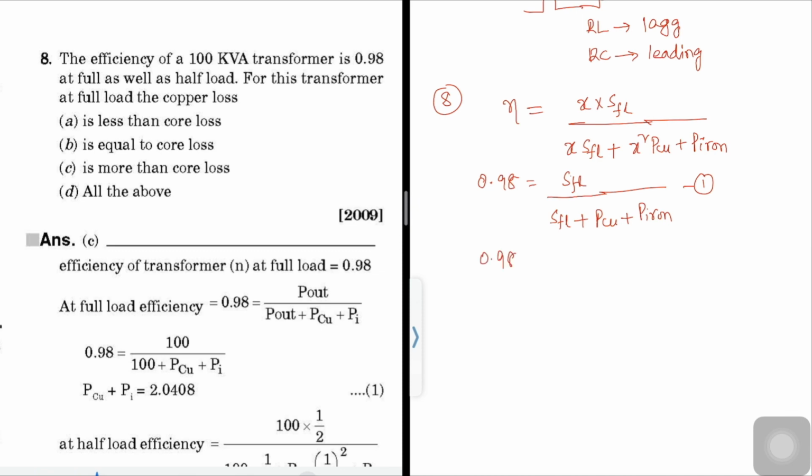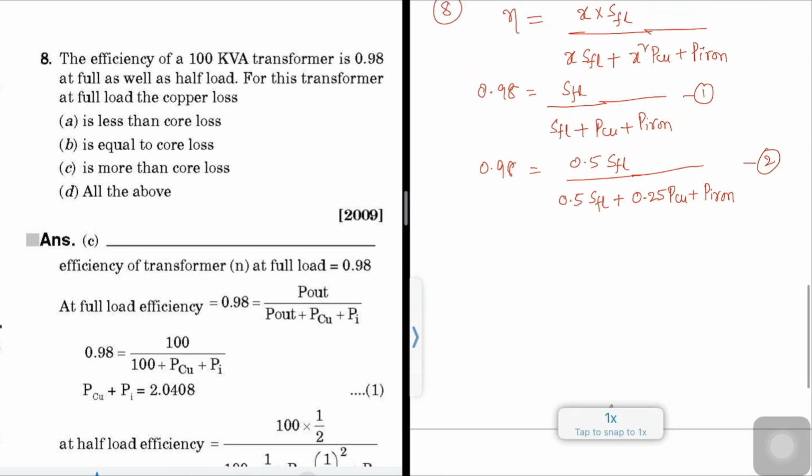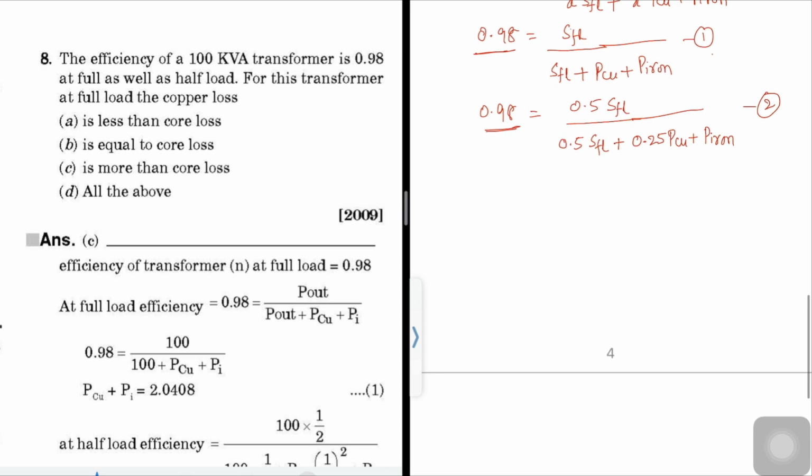Similarly at half load, that means x equals 0.5, so 0.5 S full load by 0.5 S full load plus x square, and x square means 0.5 square, which equals 0.25, times copper loss plus iron loss, which will be a constant loss. Now if you observe 1 and 2, both are equal because the left hand side is 0.98 on both sides. So I will equate 1 equal to 2.